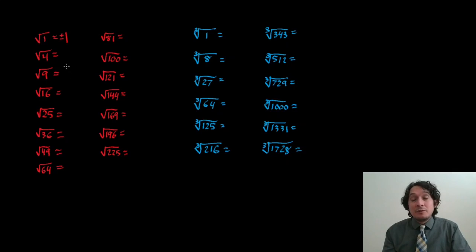For the square root of 4, we have to ask ourselves, well, what number can I take two of and multiply together to give me 4? And my answer is 2. 2 times itself is 4.